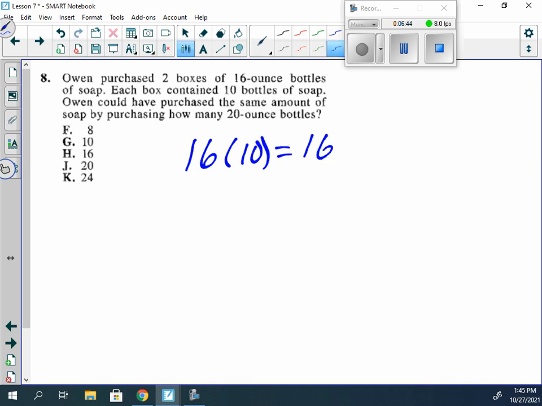Which would be 160. So there's 160 ounces in a box. How many did he get? So how many ounces does he have? So if he bought the 20-ounce bottles instead, what would we do next?